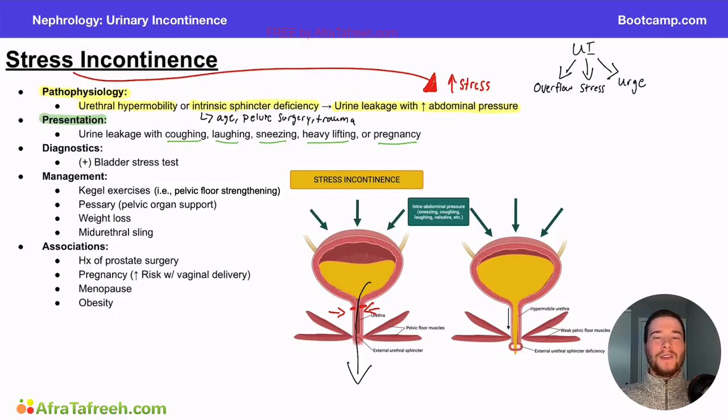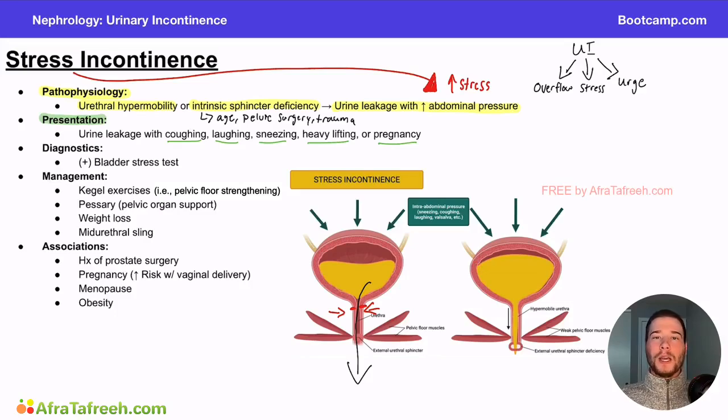So a fairly classic vignette that they might give you is talking about a female patient who has previously had 3 vaginal deliveries, and now they're presenting with these signs of urinary leakage. Because they've had multiple vaginal deliveries in the past, they're at a higher risk of having pelvic floor muscular or connective tissue abnormalities or changes over time. And because of this, they're at an increased risk of stress incontinence.